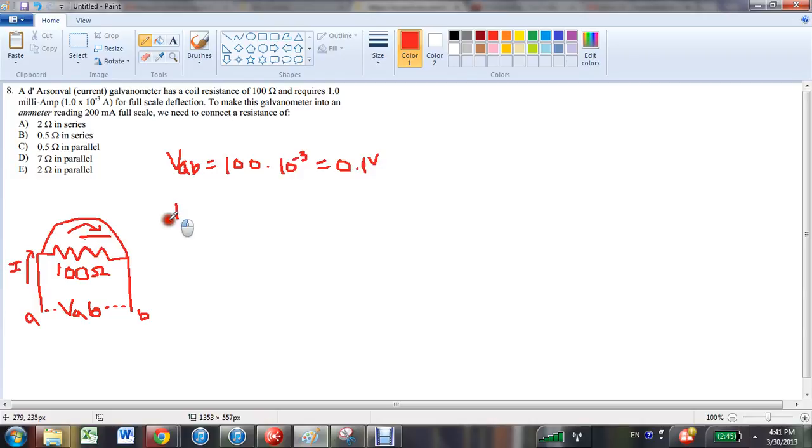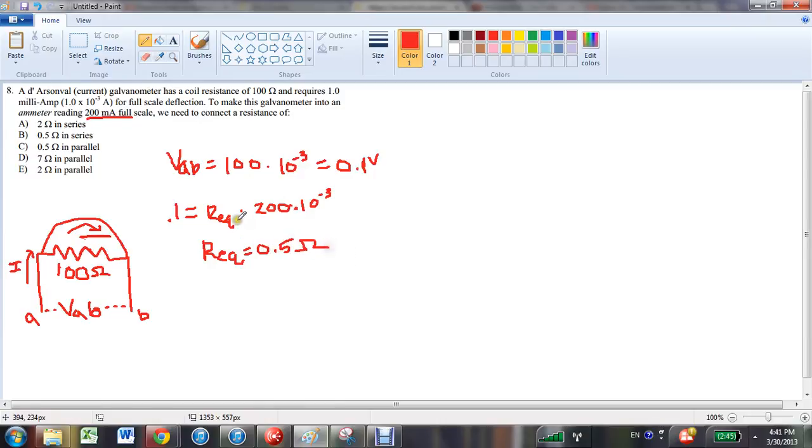So we're going to say 0.1 equals Req times 200 times 10 to the negative 3. Put a little multiplication sign because that's what it says right here. We need 200 milliamps for the full scale. So when we solve this, we get our R equivalent value to be 0.5 ohms.